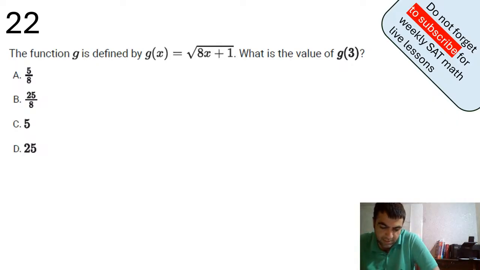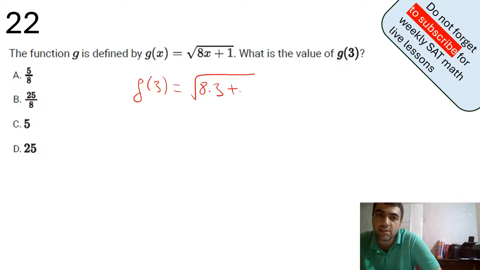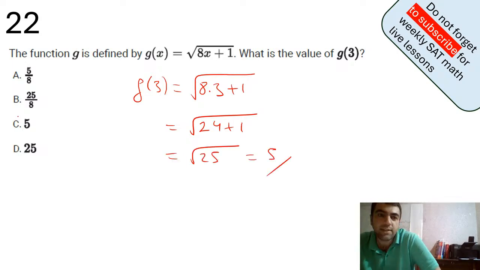Mr. Shahin and Mr. Saif say it is C. Let's have a look. What's the value of g of 3? It is equal to square root of 8 times 3 plus 1. This is 24 plus 1, and the square root of 25 is 5. Yes, this was C. You were right, guys.